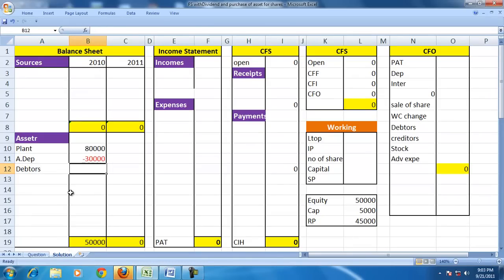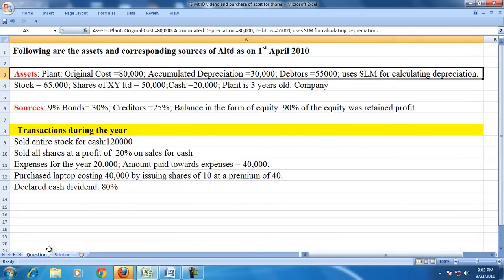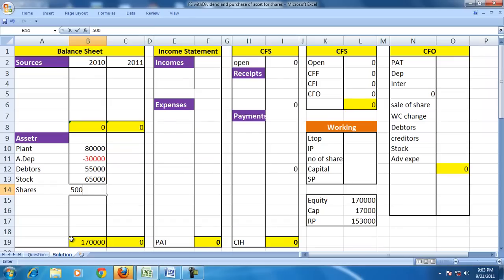Debtors 55,000, and stock 65,000, shares of XY Limited 50,000, and cash is 20,000. So we'll check once again. So these are the assets in the form of plant, debtors, stock, cash, and shares, and this is the accumulated depreciation, and it says that the plant is 3 years old, so depreciation per year using SLM is 10,000.